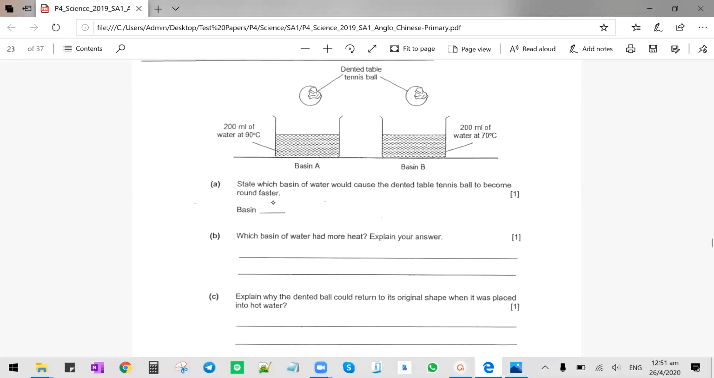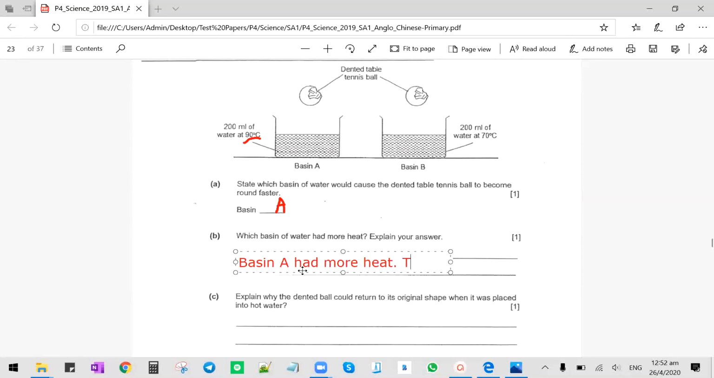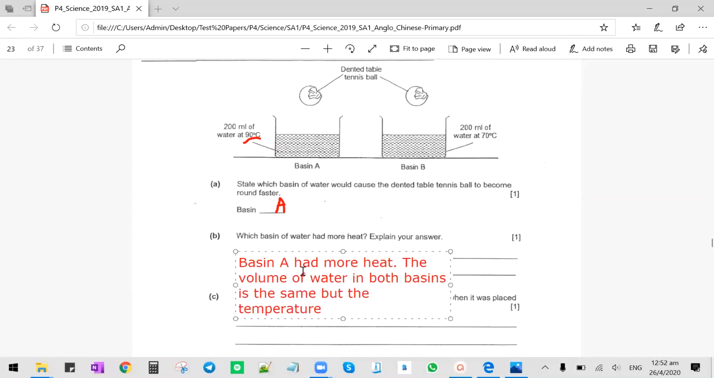State which basin of water would cause the dented tennis ball to become round faster. Okay, faster definitely will be A, right? Because the temperature is higher. So which basin of water had more heat? Explain your answer. Okay, basin A had more heat. It is because the volume of water in both basins is the same, but the temperature in A is higher, so it has more heat.